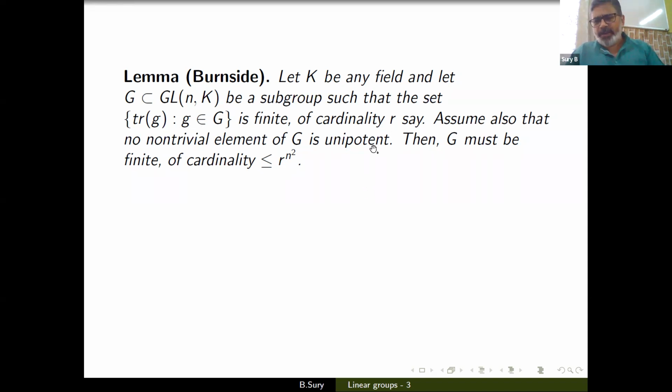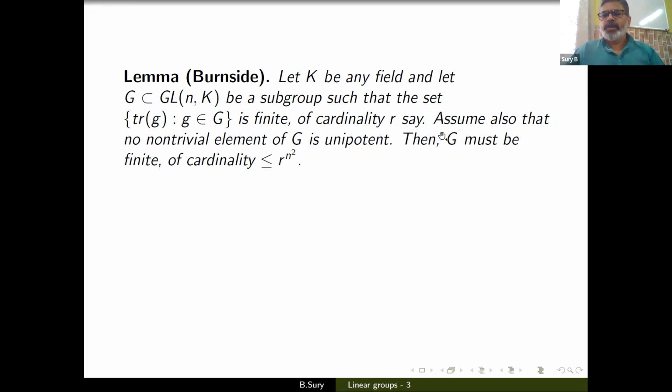And one more assumption. There are versions of this Bernstein lemma. One version will have this one, another version will have something else. So I'm taking this version: no non-trivial element of G is unipotent. The reason I'm taking this is I'm assuming K to be any field. If I assume K to be of characteristic 0, like complex numbers and so on, I don't need this condition.